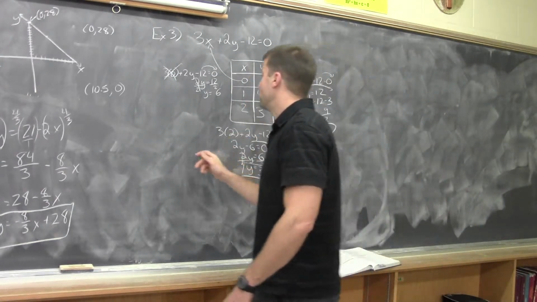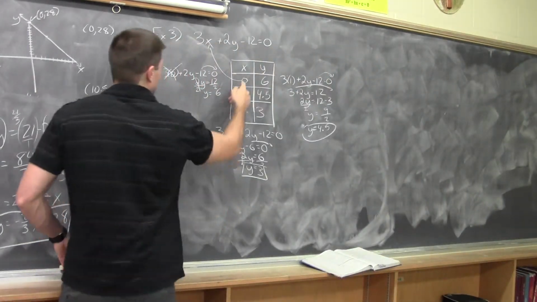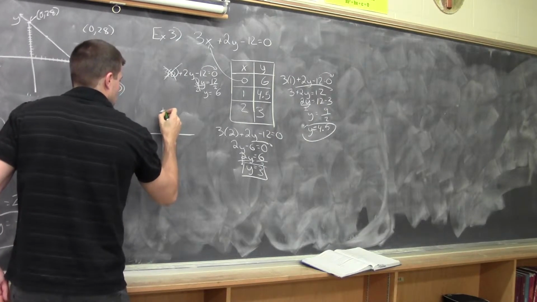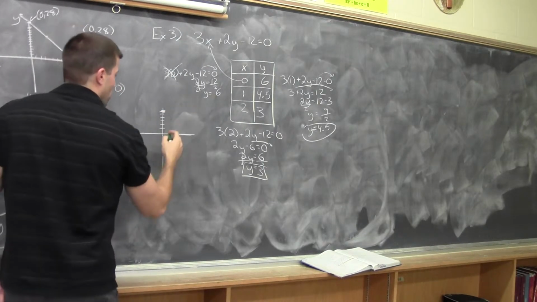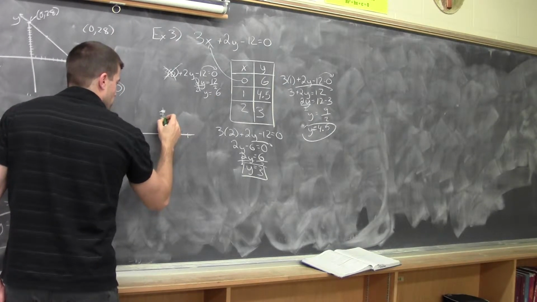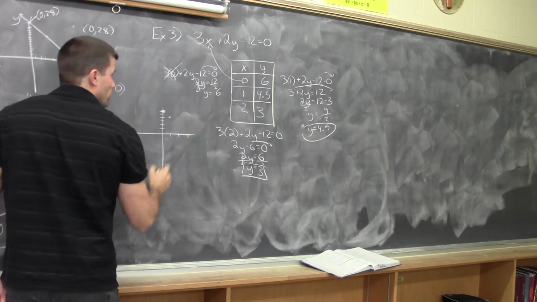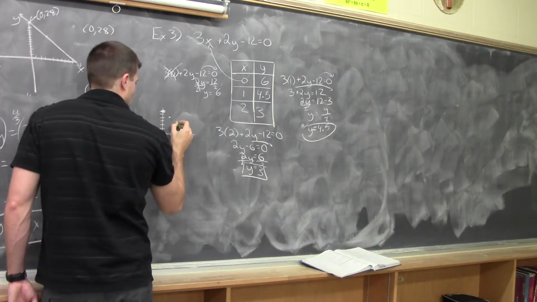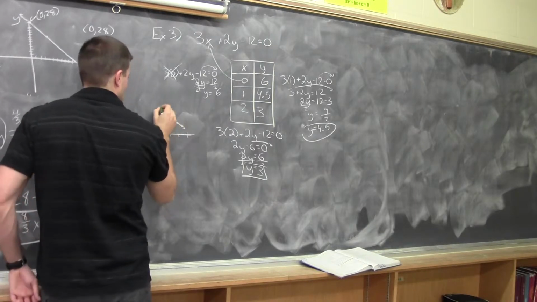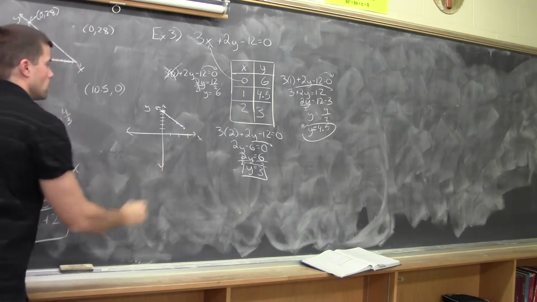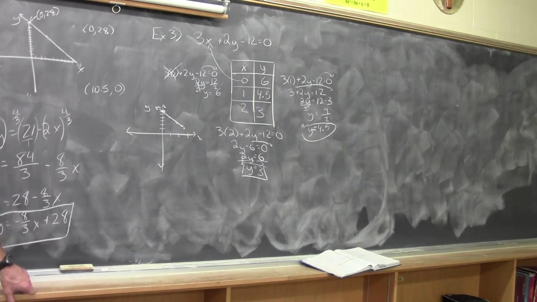So now we can graph this, right? We have 3 points. So we have x is 0, y is 6, 1, 2, 3, 4, 5, 6. There's 1 point. X is 1, y is 4.5. So 1, 2, 3, 4.5. And x is 2, y is 3. 1, 2, 1, 2, 3. Okay, so there's our line. Any questions there?